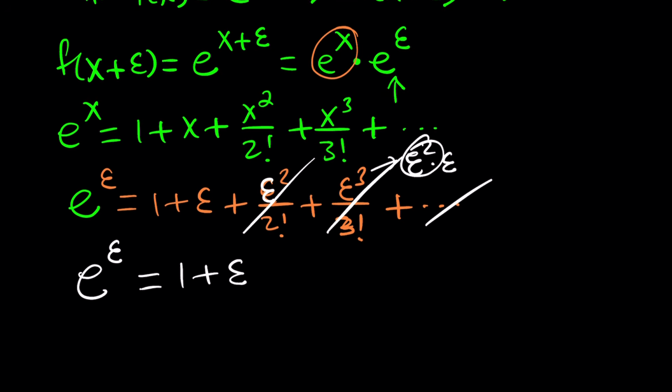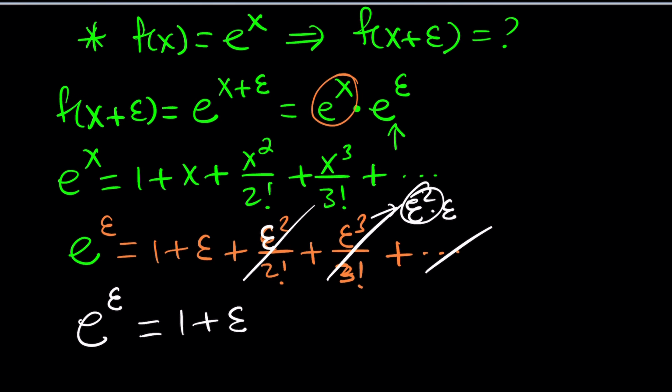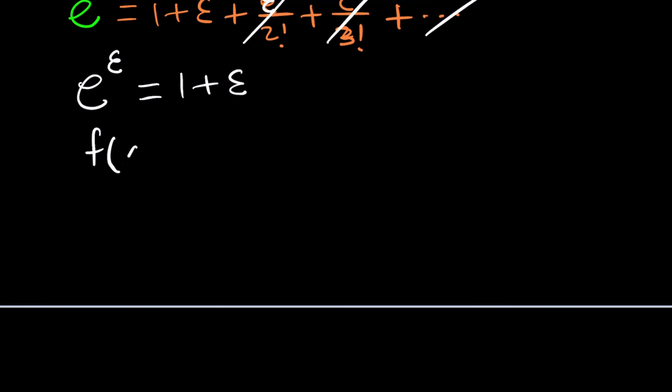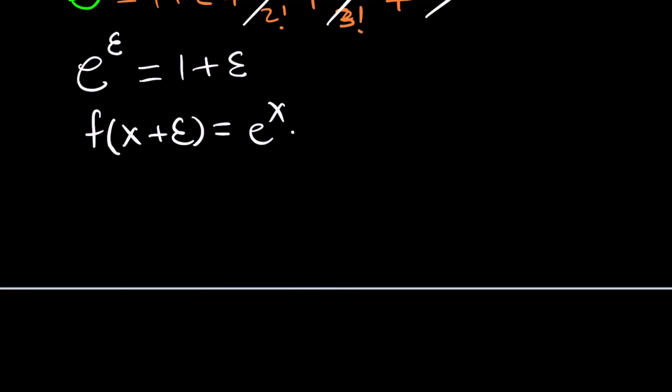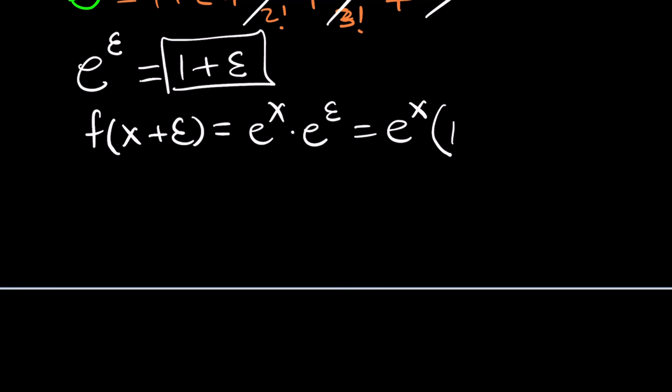Our goal is to evaluate f of x plus epsilon, and what we found is e to the power epsilon. So let's plug it in. F of x plus epsilon was equal to e to the x times e to the epsilon. And now we're going to replace e to the epsilon with 1 plus epsilon. And what that gives us is actually amazing. It verifies the formula one more time. Remember what we said?